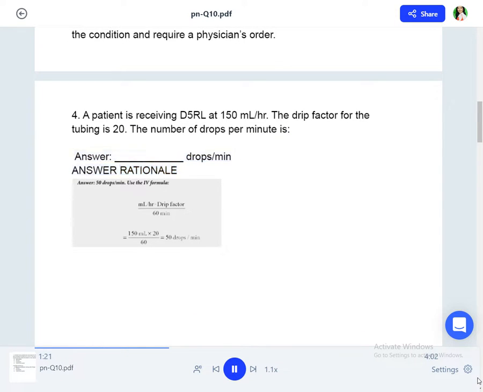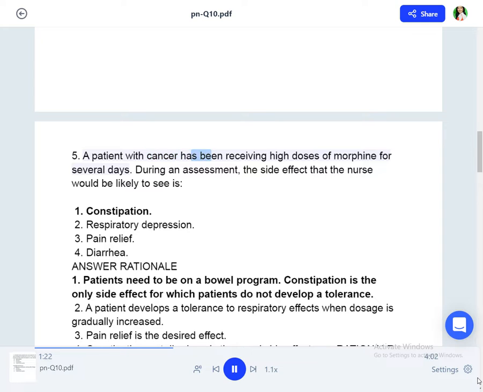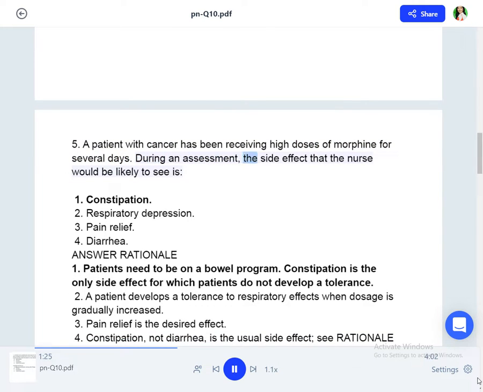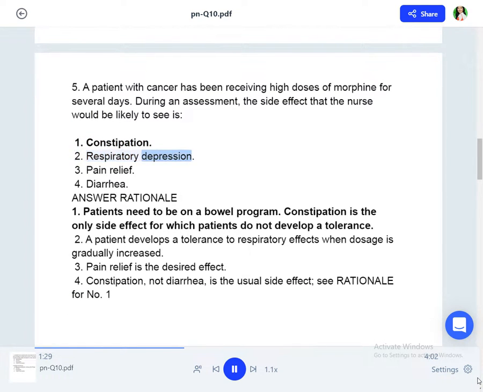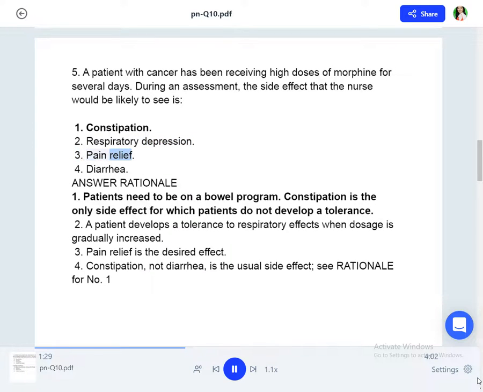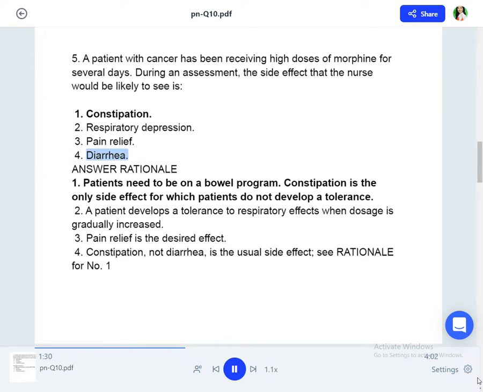Answer. Rationale. 5. A patient with cancer has been receiving high doses of morphine for several days. During an assessment, the side effect that the nurse would be likely to see is 1. Constipation. 2. Respiratory depression. 3. Pain relief. 4. Diarrhea.